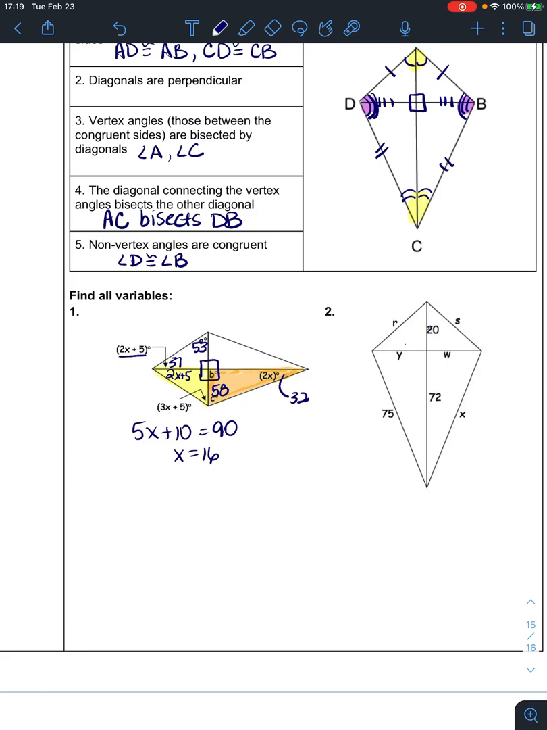You would find out the same thing here. This angle is also 53, and this angle is 58. So they're not bisected, but we know that they're congruent. So that gave us all of the pieces that we were looking for.